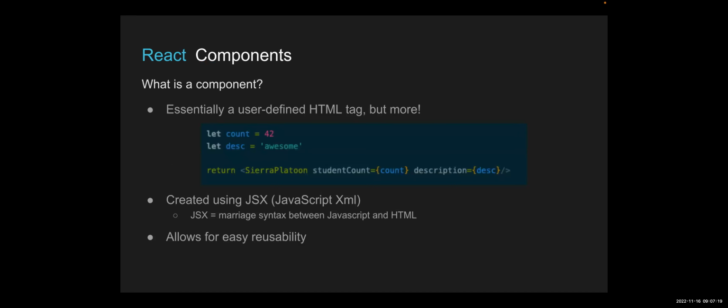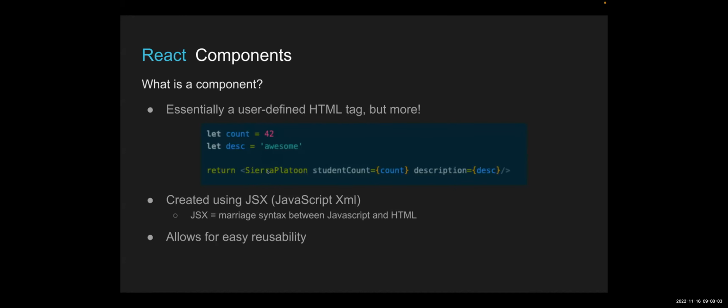So what are these components? Components are essentially a user-defined HTML tag with extra functionality that you can add to it. Here we see we created two variables that hold certain information, and here I'm returning a user-defined HTML tag. So I created this, and you can send in attributes. Similar to the HTML attributes that we've seen, these are called props. So you can set props, or properties, on these components, and you can send information in that way.